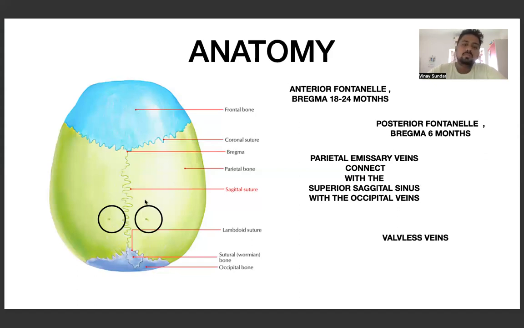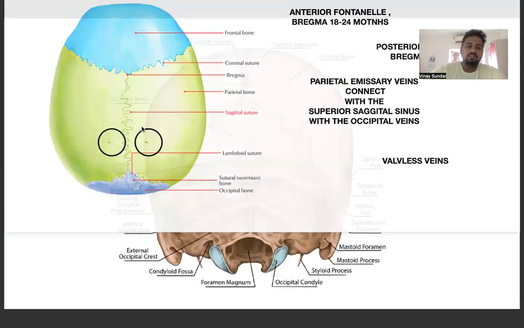You need to remember that the posterior fontanelle closes at 6 months, that is about half a year, and the anterior fontanelle, which is present much more in the anterior region, closes at approximately 1.5 to 2 years, which is about 18 to 24 months. You have parietal emissary veins which connect with the superior sagittal sinus along with the occipital veins. The point to notice: these are valveless veins.